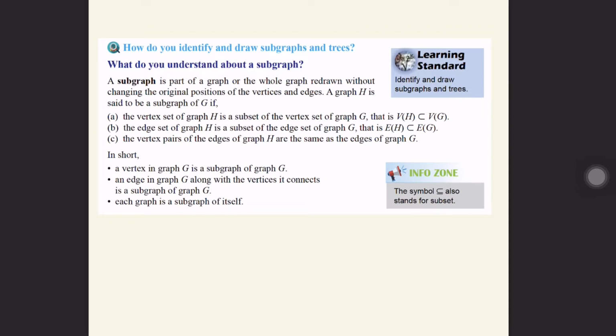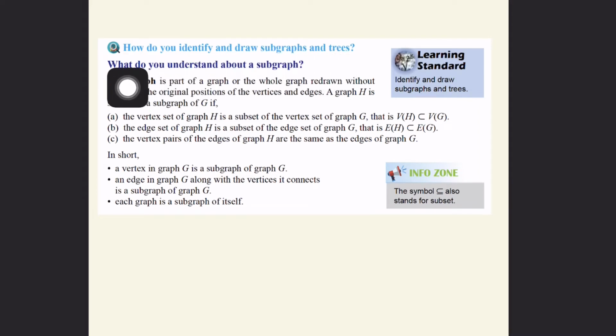So for today's class we are going to continue with learning standard, identify and draw subgraph and trees. I hope you still remember what you have learned from the previous class, because we need that knowledge in order for you to understand these learning standards. Today we're going to learn how to identify and draw subgraph and trees.